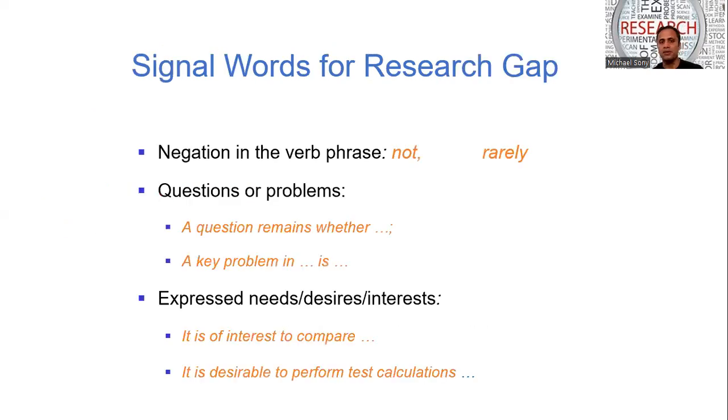While reading research papers, there are some words which you may look at in more detail. In the research paper, either in the introduction or towards the end of the literature review, there would be words like not, rarely, and so on. These are the key words to look for. And some questions or problems would be like this: a question remains whether... So this could be the research problem which the author has tried to solve. Or there could be something like, a key problem in this area is so and so.